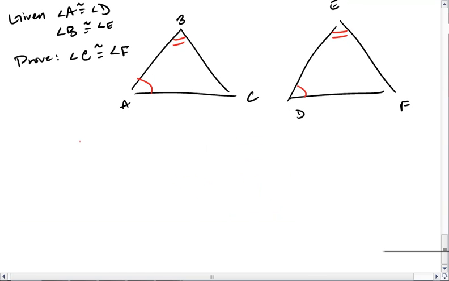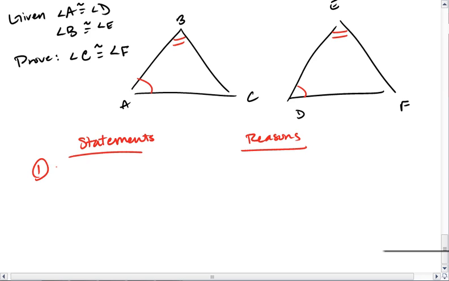Okay, so I'll use a two-column proof for this one. I'll have my statements and my reasons. First statement is always what I am given. I'm given angle A is congruent to angle D, and that angle B is congruent to angle E.